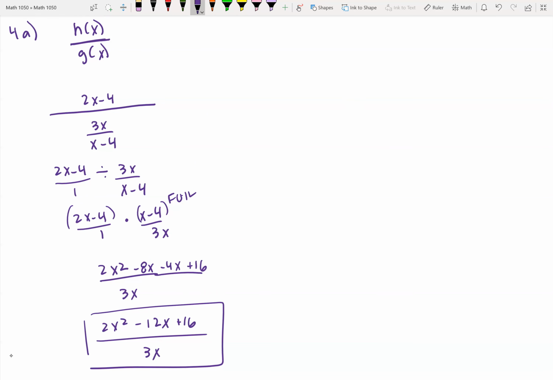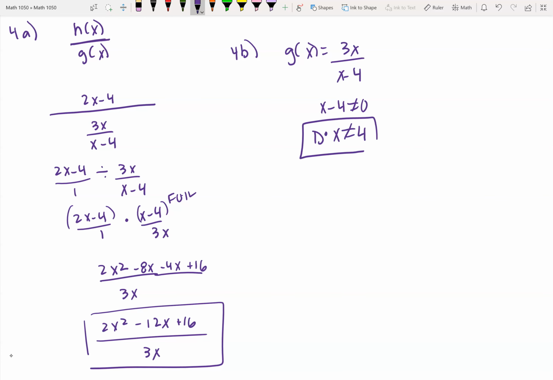Okay, question 4b, they want the domain of g of x, okay? So here is your g of x. I don't have any even roots, but I do have an x on the bottom. So the bottom cannot be 0, therefore x cannot be 4. And we're going to say domain colon like that, okay?